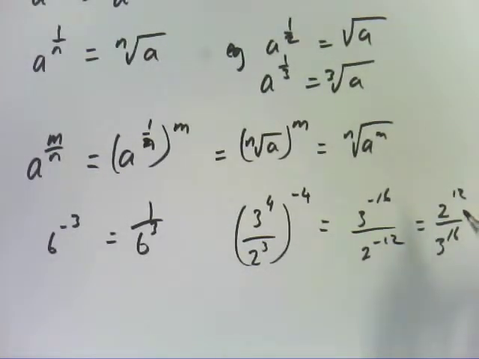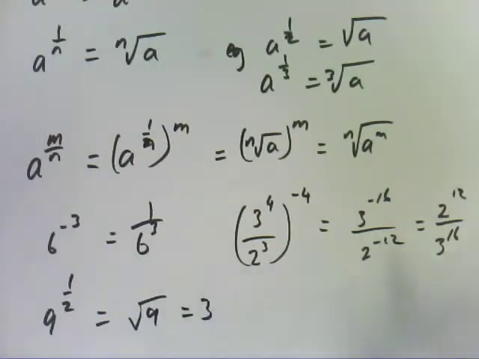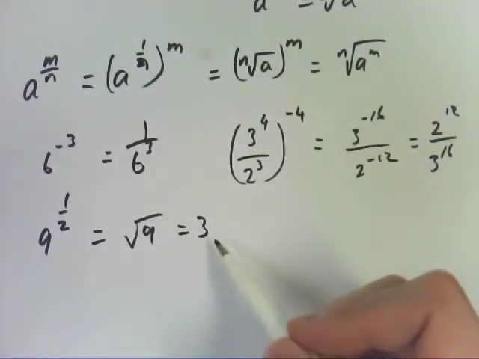I'll leave question 2 for you guys to do. Question 3, 9 to the half. It says evaluate without a calculator. That'll be 3. Why? Because you have to square root 9, which is 3. I wanted that in-between step. So 9 to the half is square root 9, which is 3.